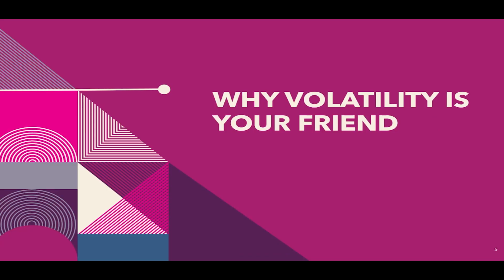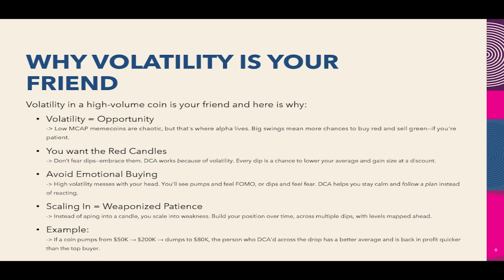So why is volatility your friend, right? I know some of you are like, why is volatility my friend, bro? Basically, volatility in a high volume coin is your friend, because low market cap meme coins are chaotic, right? But that's where the alpha lives, because when you see a big red candle, you can buy in and it's going to pump right back up. When there's a lot of volume in a coin, as soon as everybody sees that big bear candle, they're going to buy in as soon as they can, right?